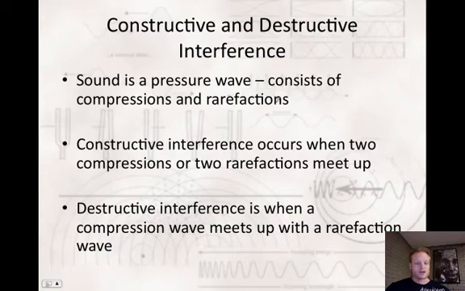Destructive interference occurs when a compression wave meets up with a rarefaction wave. So you have to have two different types. A compression wave with a rarefaction wave will create destructive interference, whereas constructive interference can occur with either two rarefactions or two compressions. It doesn't really matter which one. That's constructive interference, because you build the wave up with two of a kind, whereas destructive interference causes the wave to get destroyed because you have one of one type and another of another type.